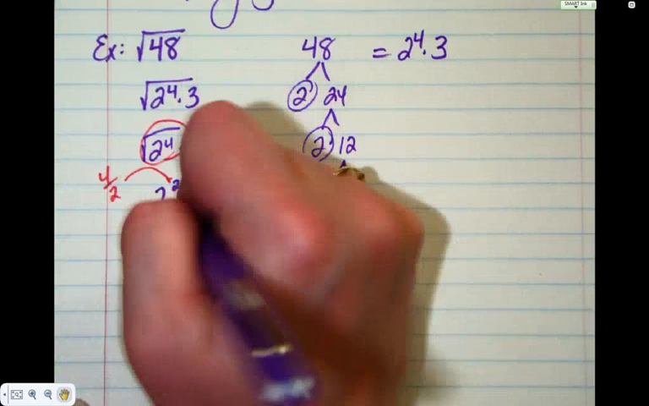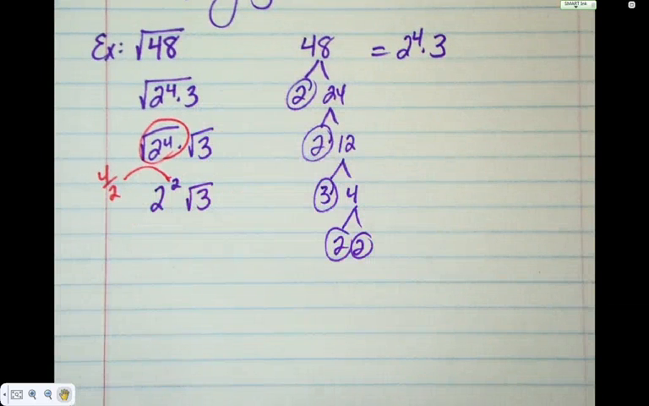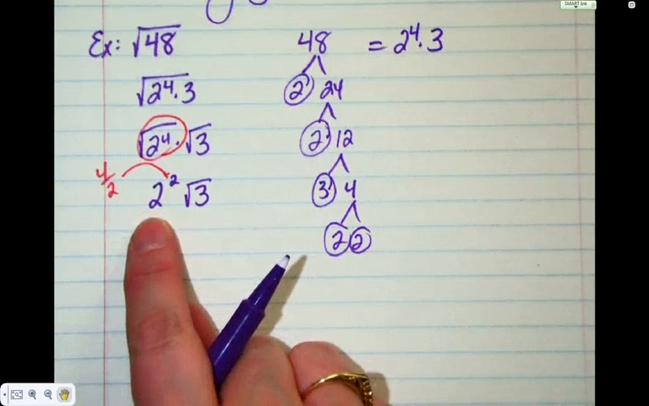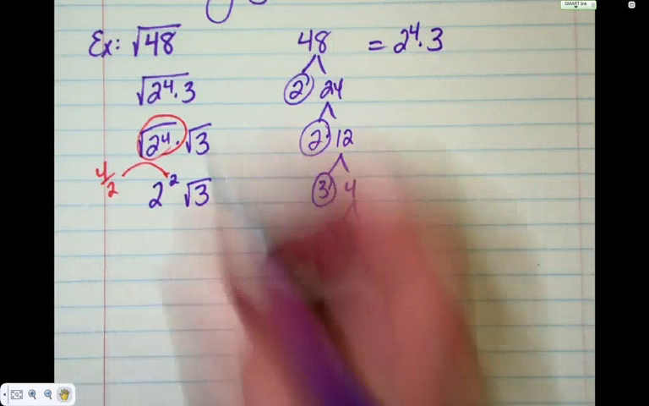And I'm going to leave that other guy alone, not touching him, just leaving him as root 3. And the last step, I'm just going to finish the simplifying. I wouldn't leave something as 2 to the 2. How would we write the number 2 to the 2? 4.